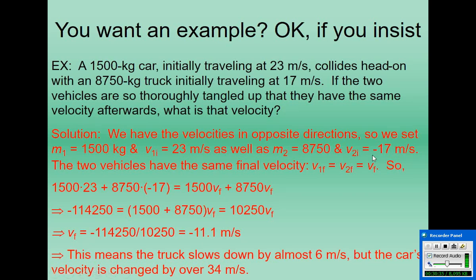The truck goes from negative 17 meters per second to negative 11 meters per second, but the car goes from positive 23 meters per second to negative 11 meters per second. Before the collision, the car is traveling to the right at about 50 miles per hour, and after the collision, the car is traveling to the left at about 25 miles per hour. That's a big change for the car, but that's what we should expect in a collision like this.